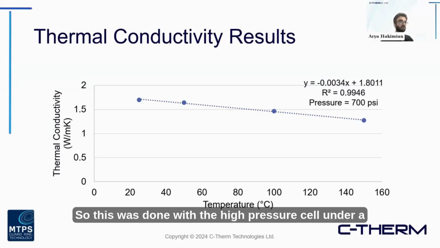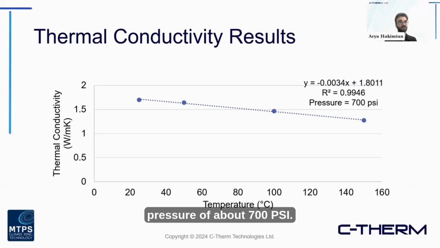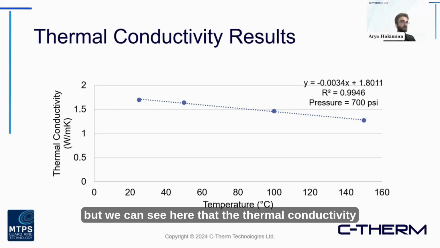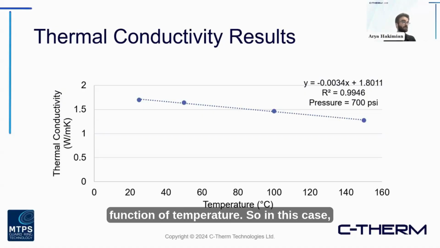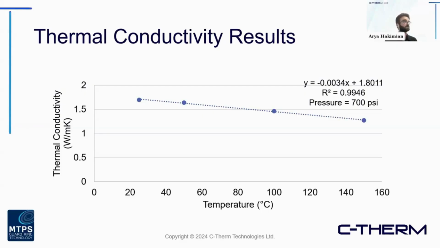This was done with the high pressure cell under a pressure of about 700 PSI. I believe this was to replicate some desired conditions of a project that was worked on. We can see here that the thermal conductivity does vary as a function of temperature. In this case, we're noting a decrease with increasing temperature in this example. But again, just one little snapshot of how these types of samples can be tested, specifically here with the MTPS high pressure cell.